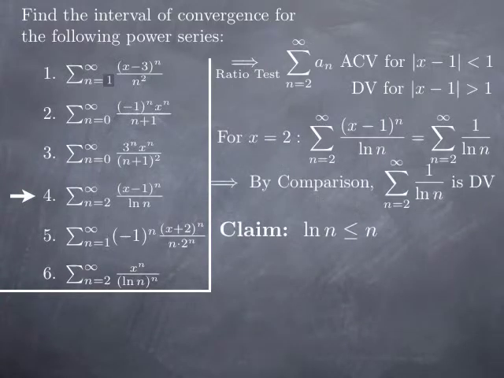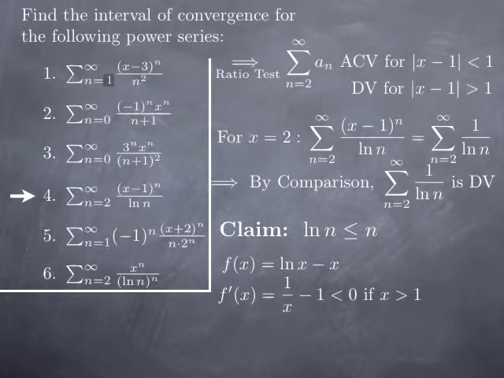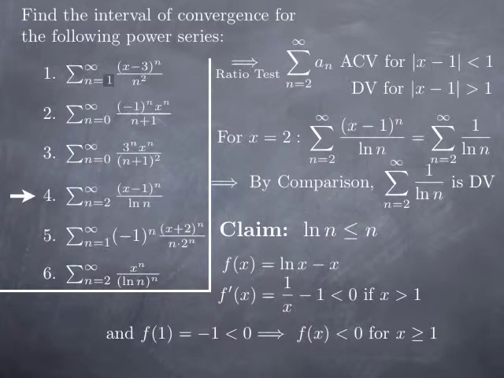Now let's look at this claim again. Where does that come from? How can I justify this? Well, I'm just going to check that the function f of x, which is natural log of x minus x, is negative for x at least 1. And that's easy to see because the derivative is 1 over x minus 1. If x is greater than 1, then 1 over x is less than 1, so when I subtract 1, I get something negative. So for x greater than 1, the function is decreasing. And the value at 1 is already negative. It's ln of 1, which is 0, minus 1, so it takes a negative value at 1 and then it is decreasing. Therefore, the function is negative when x is greater or equal to 1. And that means that in particular, ln of n minus n is negative, which is another way of saying ln of n is less than or equal to n.